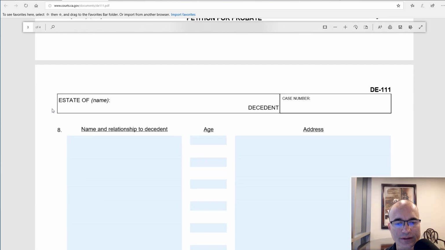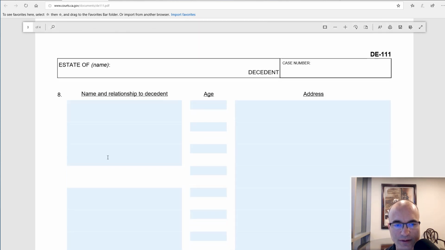Number 8 is where you're going to list everybody that you can think of that needs to get notice of this estate. That includes all of the heirs at law and all of the named beneficiaries under the will. So let's say that the will leaves everything to a charity, but the decedent had 5 children. Well, you have to name all 5 kids in here and the charity, because the kids are heirs at law. They may not be getting anything from the estate, but they're legal heirs of the decedent who at least need to get notice of what's going on. And so all of those have to be listed in here.